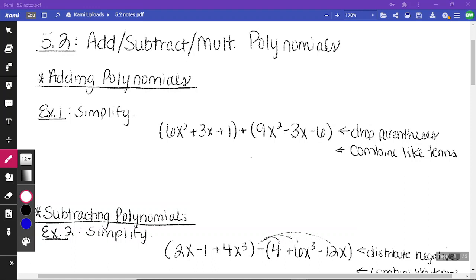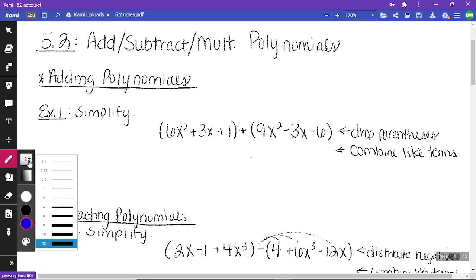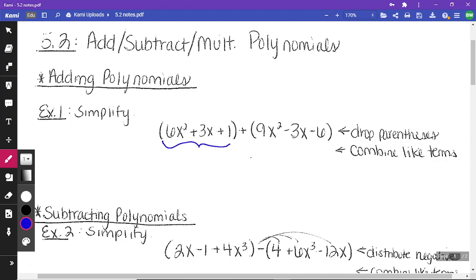It says simplify, and we have this polynomial plus another polynomial. Okay, so here's one polynomial, here's the other one, and we're going to add those together. So the first thing we do is drop the parentheses, and I'll write what that looks like. There it is, and then as we have here to the side, it says combine like terms.